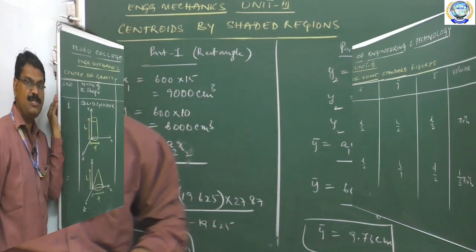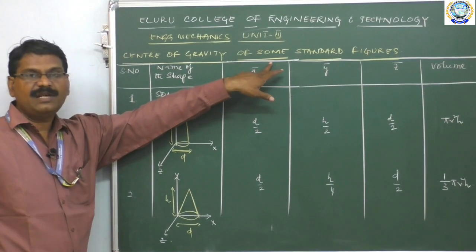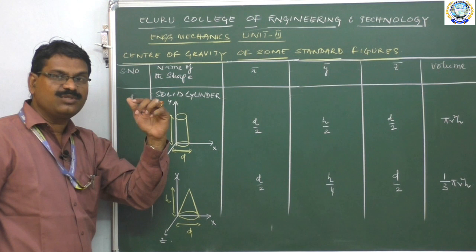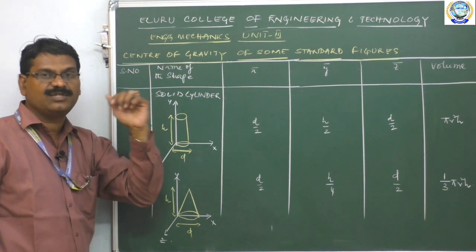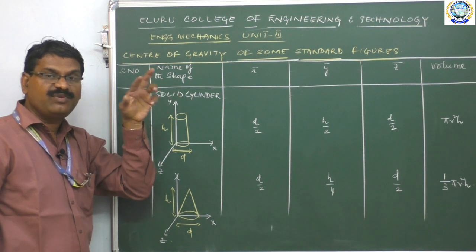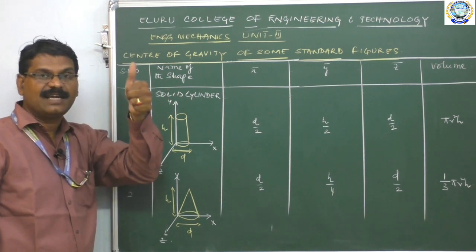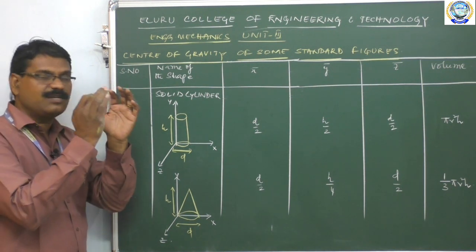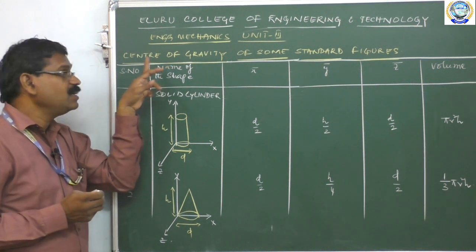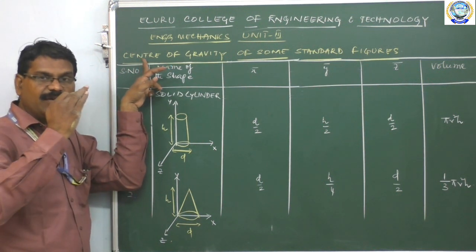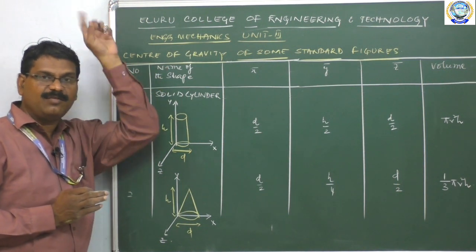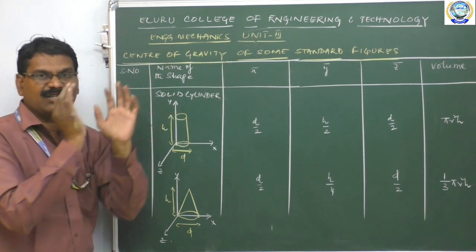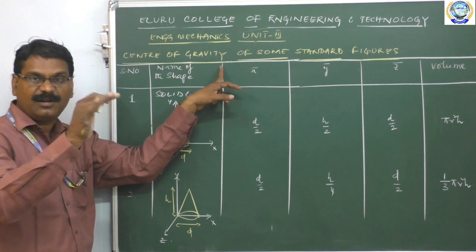Let us see that: determination of center of gravity of some standard figures. Previously, we discussed determination of centroids, either through simple figures, composite figures, or shaded regions. In all three categories, we find only two axes, that is the x-axis and y-axis. That is one of the important points to learn: what is the exact difference between centroid and center of gravity? Centroid is determined with respect to two axes, that is, two-dimensional. As I told you in the beginning class of unit 3, centroids come under two-dimensional, whereas center of gravity comes under three-dimensional.